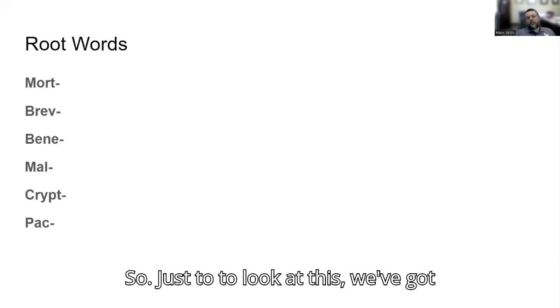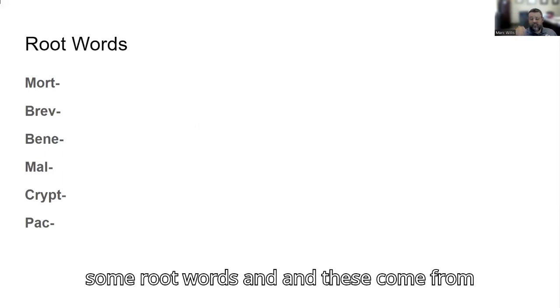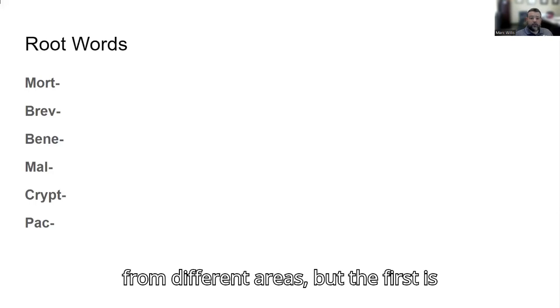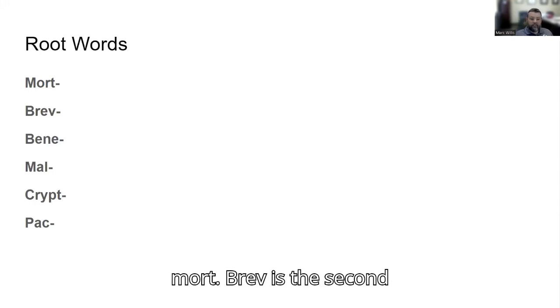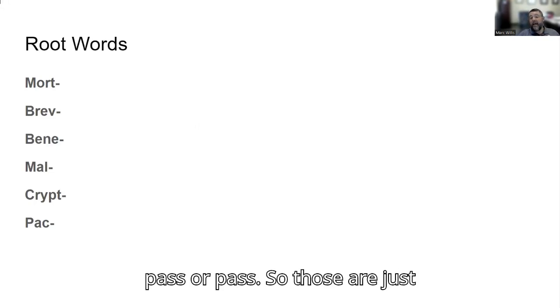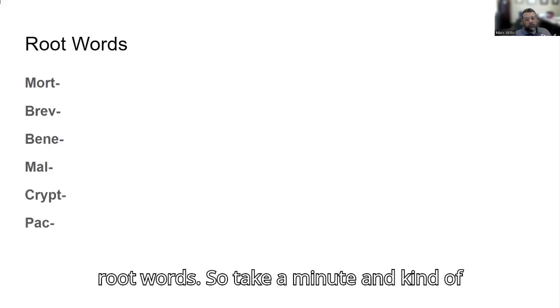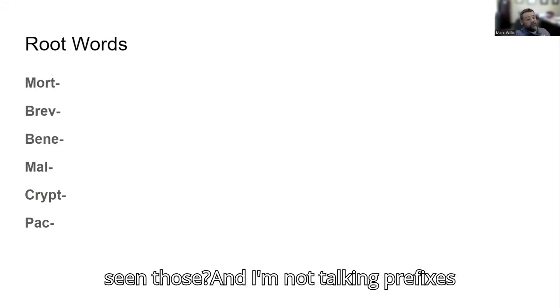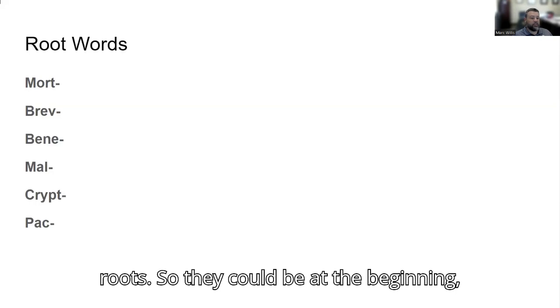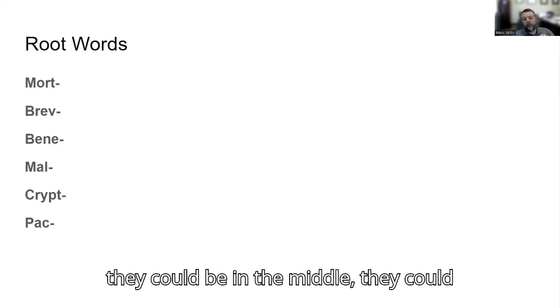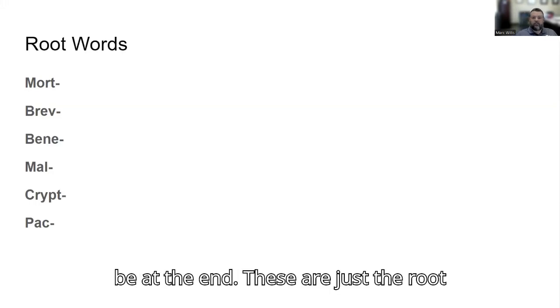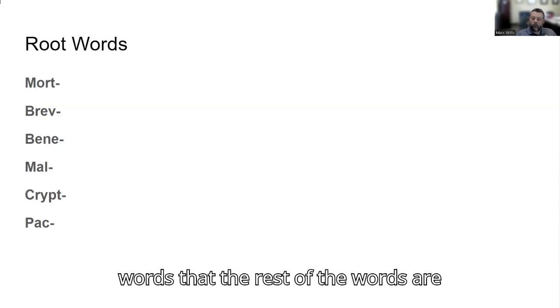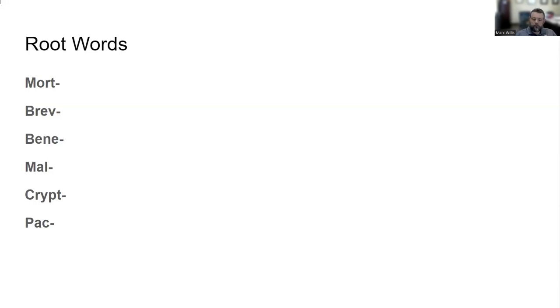So just to look at this, we've got some root words, and these come from different areas, but the first is mort. Brev is the second, bene, mal, crypt, and pat or pass. So those are just root words. So take a minute and kind of think about those. Have you seen those? And I'm not talking prefixes and suffixes here. I'm just talking about roots. So they could be at the beginning, they could be in the middle, they could be at the end. These are just the root words that the rest of the words are built around.